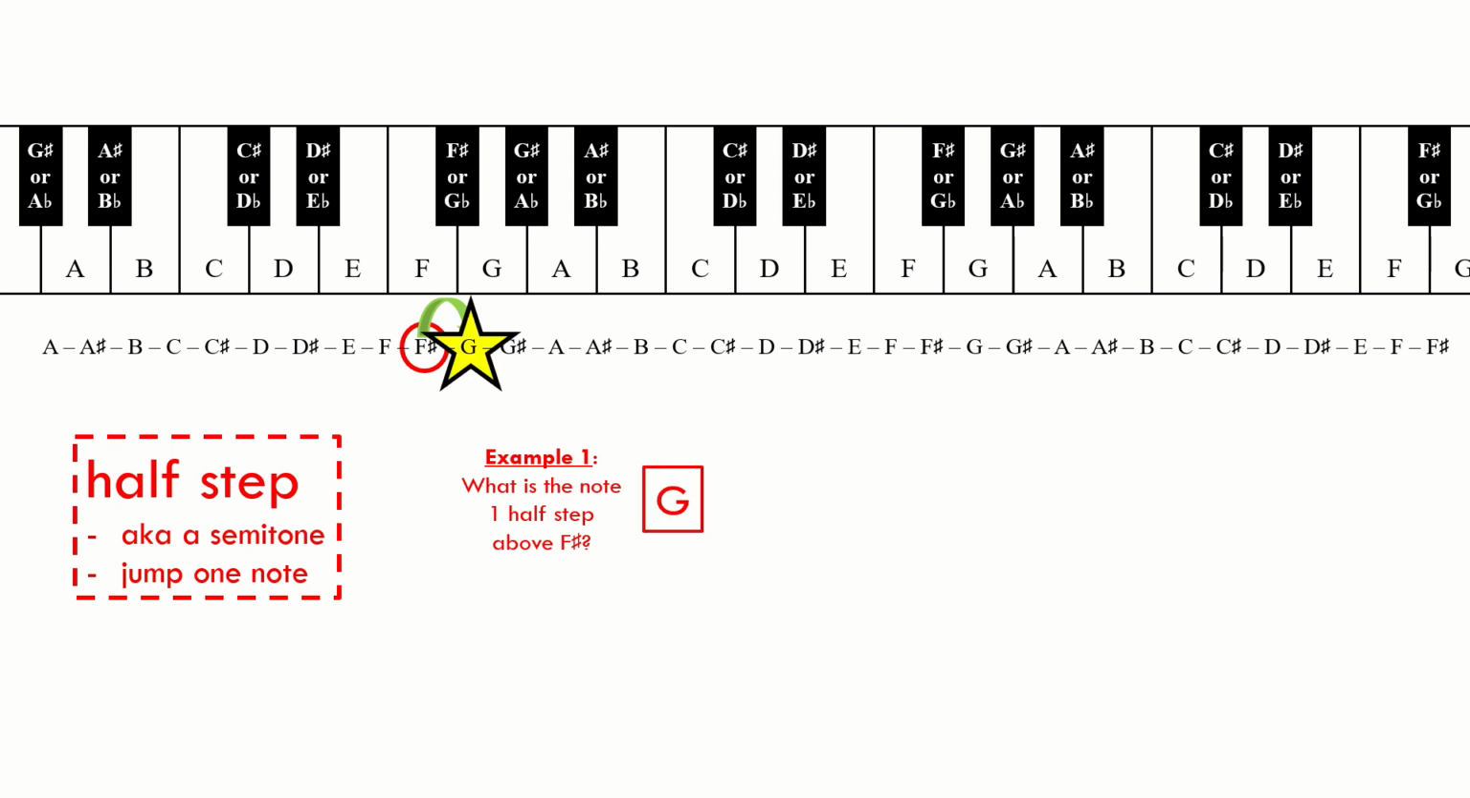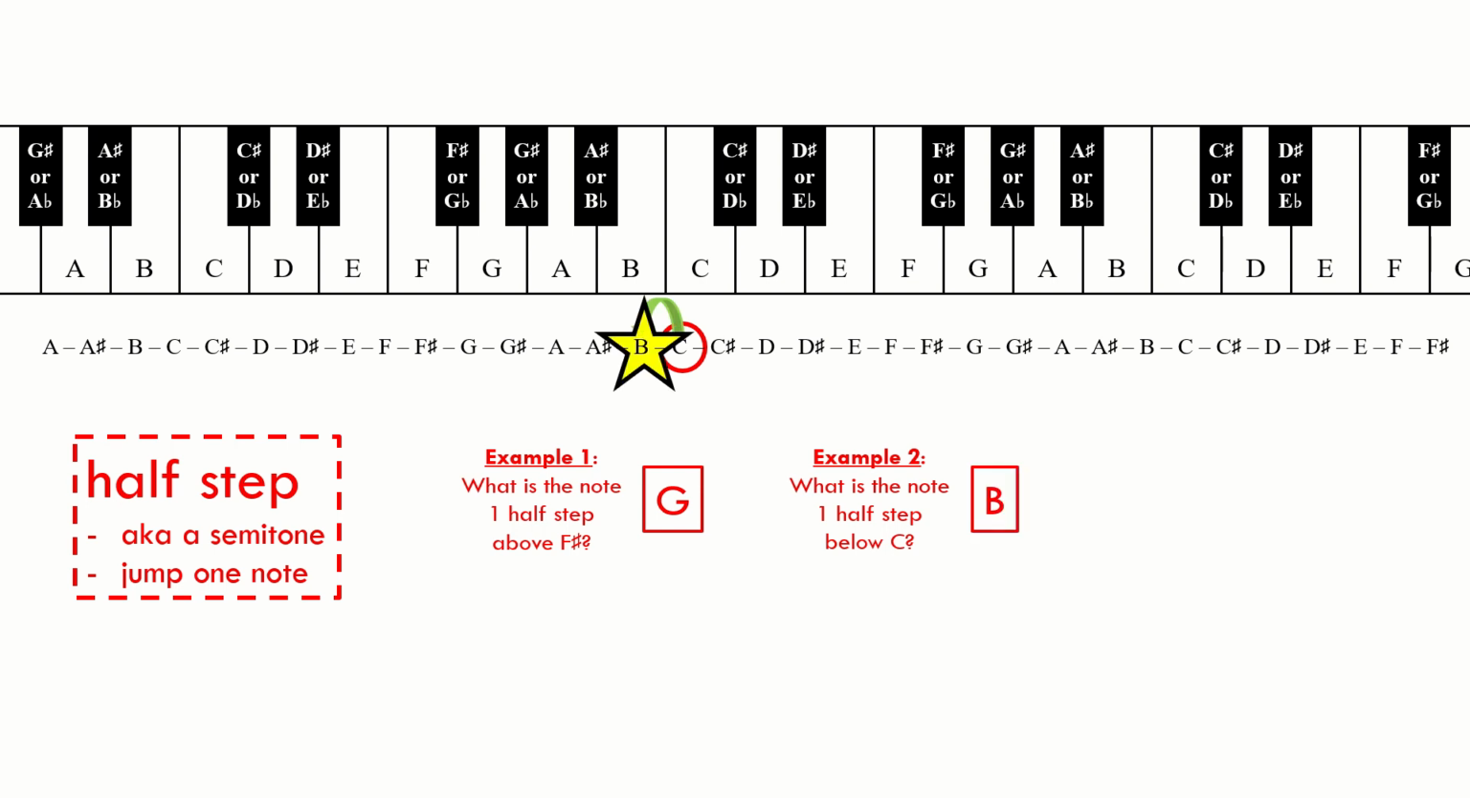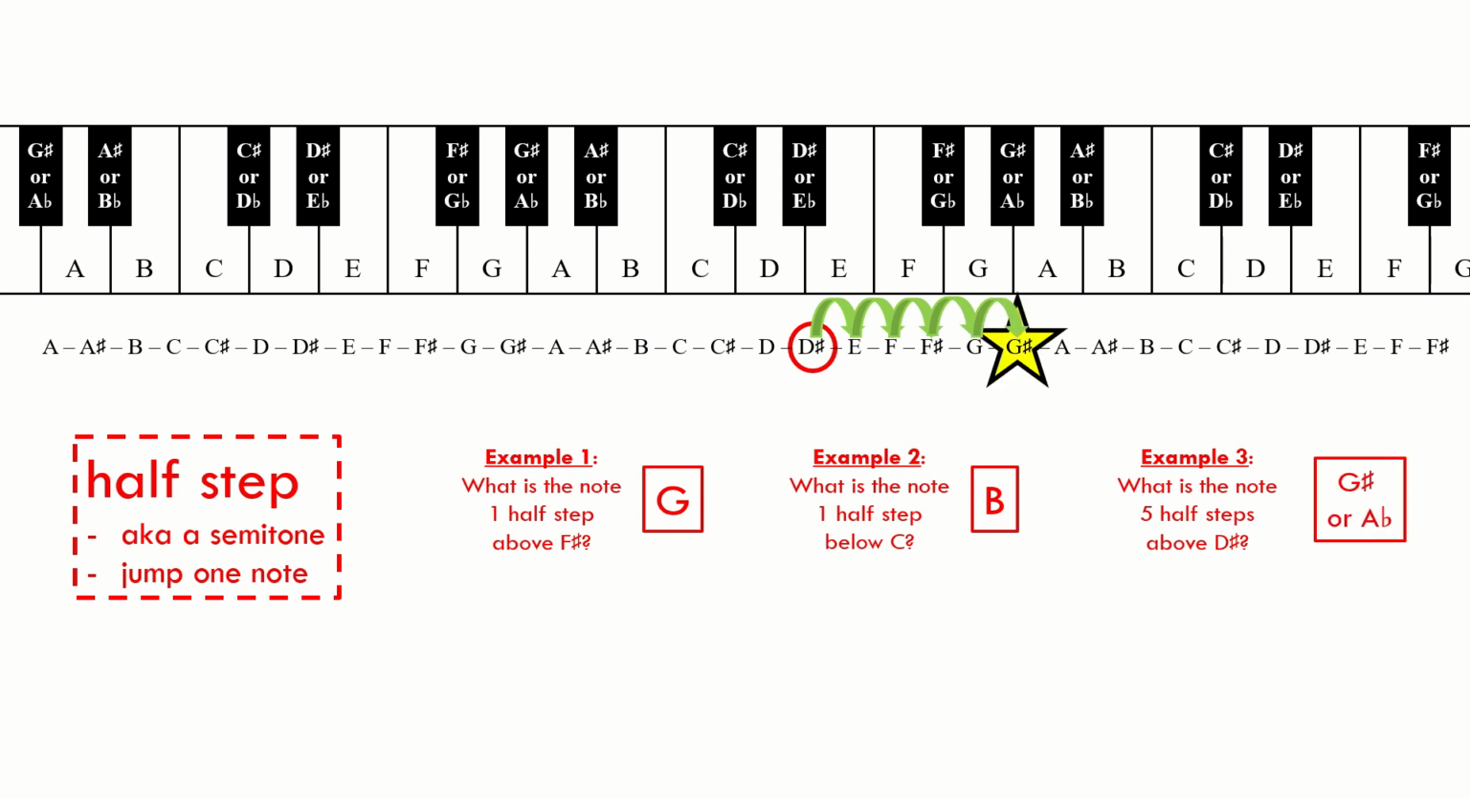Example number 2. What is the note one half step below C? Now C is over here, and to move one half step below it, we move backward one note, which gives us B. Example number 3. What is the note 5 half steps above D sharp? Now D sharp is over here, and by moving 5 half steps above it, 1, 2, 3, 4, 5, this gives us G sharp or A flat.